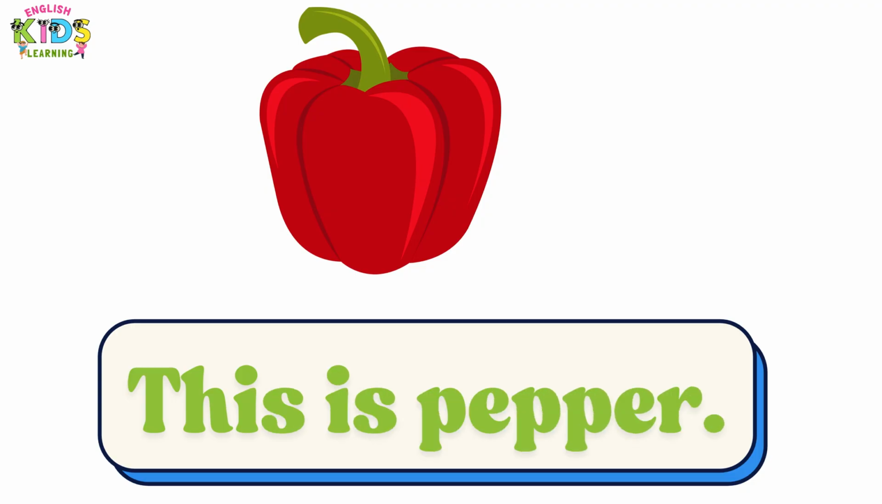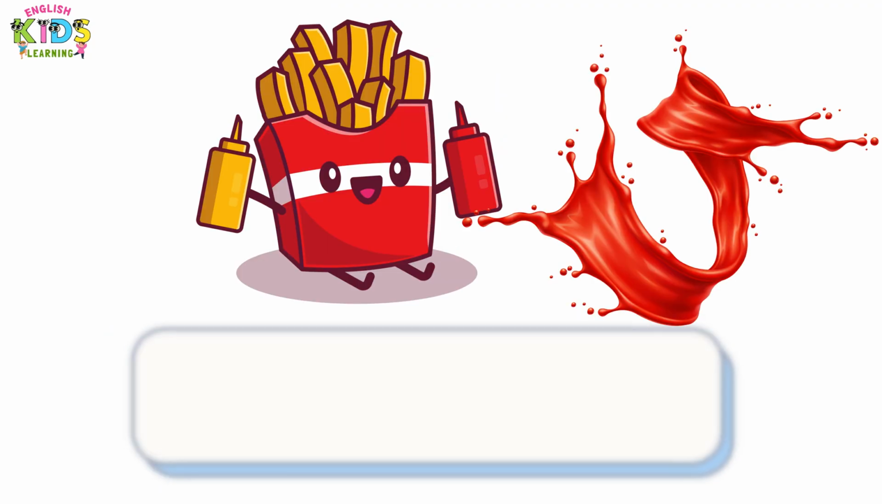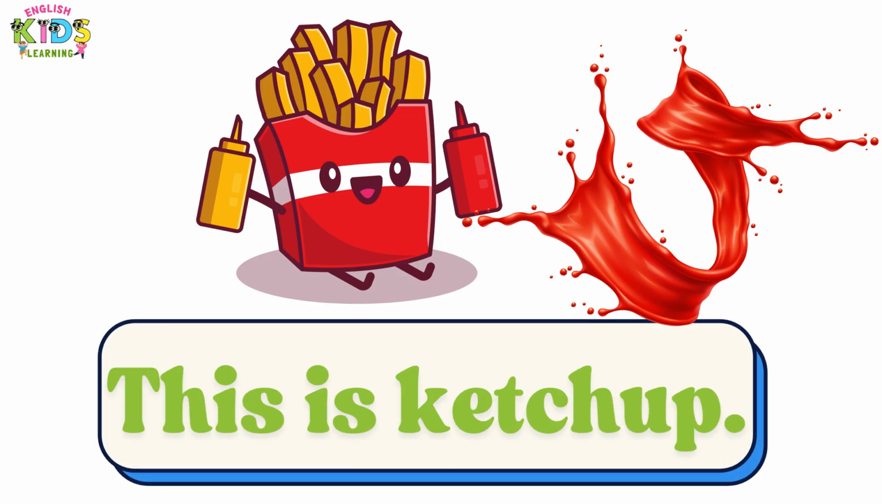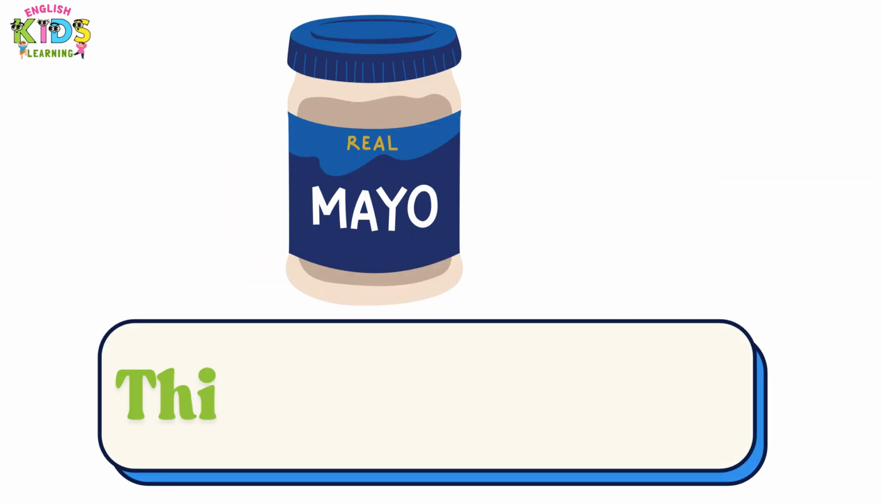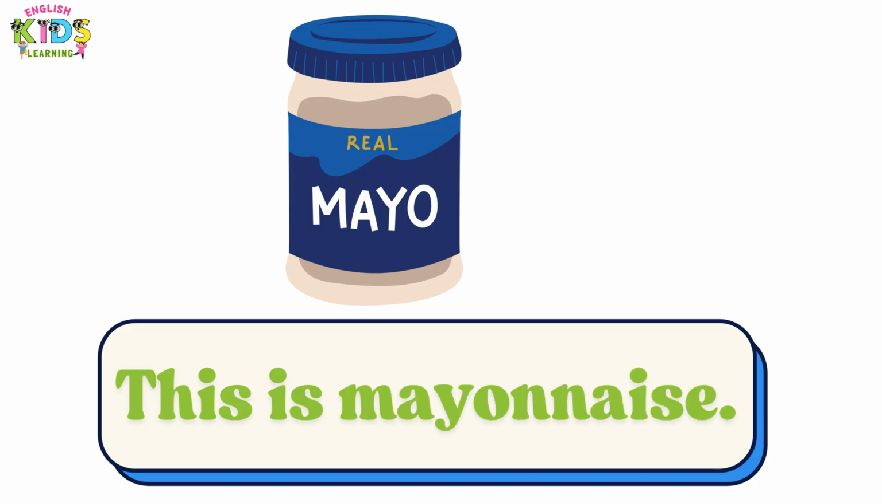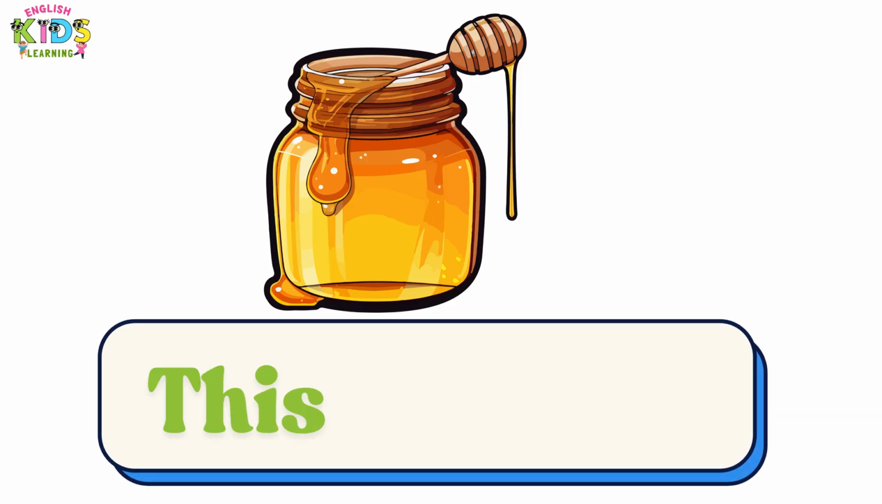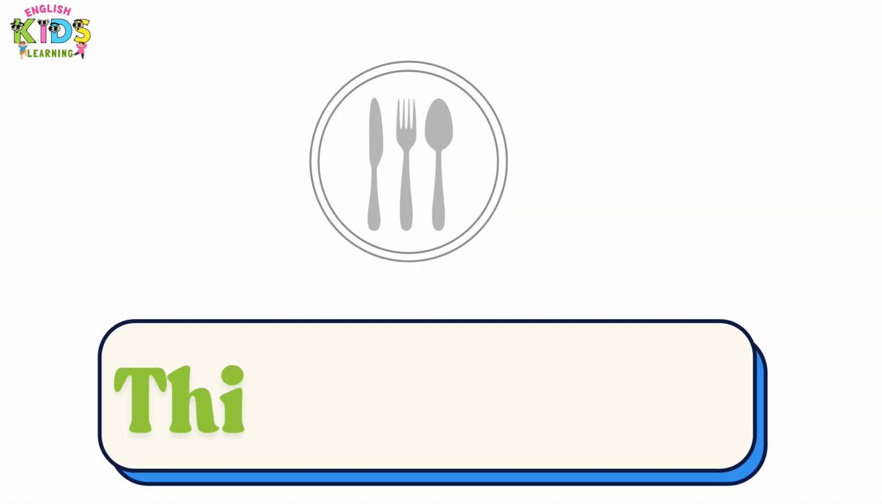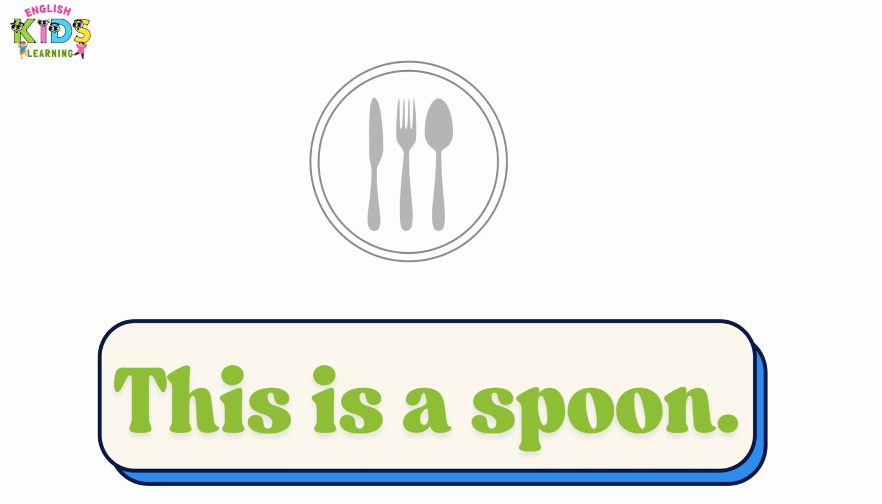This is ketchup. This is mayonnaise. This is honey. This is a spoon. This is a fork.